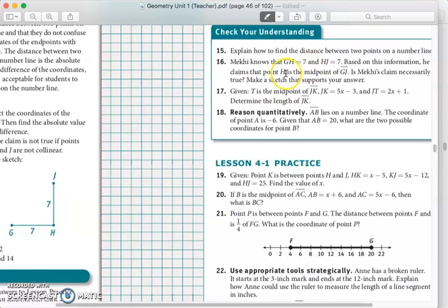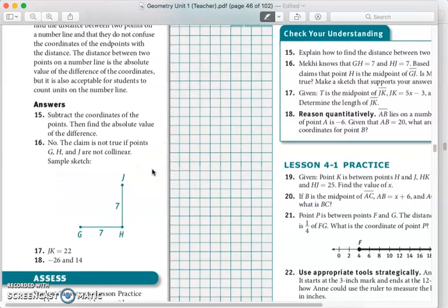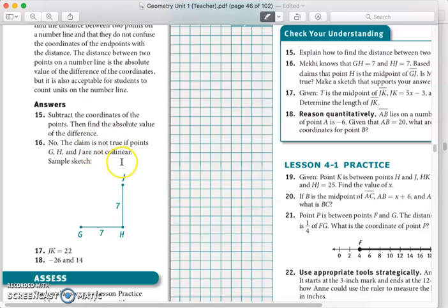Okay, Mikai knows that GH is 7 and HJ is 7. Based on this information, he claims that point H is the midpoint of GJ. Is his claim necessarily true? Make a sketch to support your answer. The answer is no. The claim is not true because it never said that G, H, and J are collinear, which means on the same line. So it could look like this, GH and then JH, but notice how J is not on the same line with G and H. So in that situation, H is not the midpoint because it's not the middle of G and J.